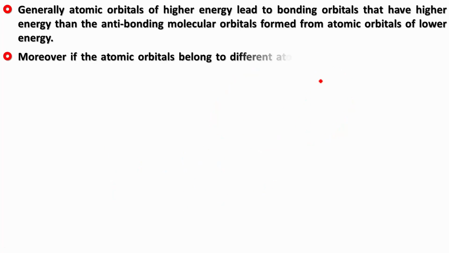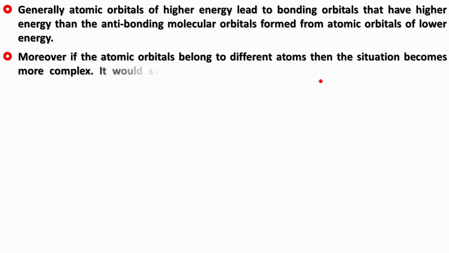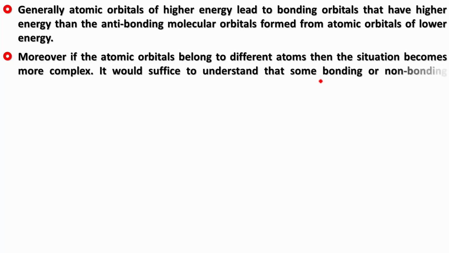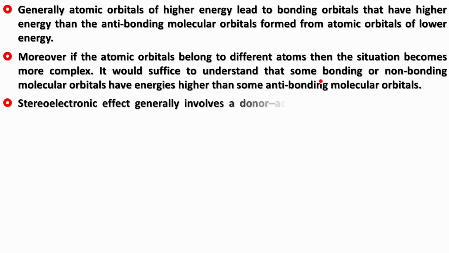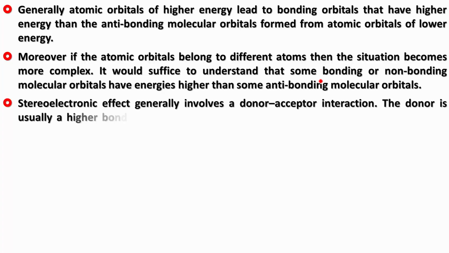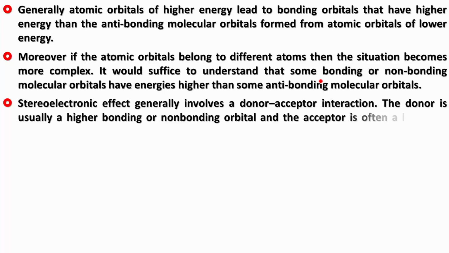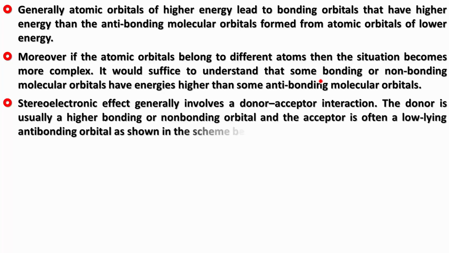Moreover, if the atomic orbitals belong to different atoms, then the situation becomes more complex. It would suffice to understand that some bonding or non-bonding molecular orbitals have energies higher than some anti-bonding molecular orbitals. Stereoelectronic effect generally involves a donor-acceptor interaction. The donor is usually a higher bonding or non-bonding orbital, and the acceptor is often a low-lying anti-bonding orbital as shown in the following diagram.